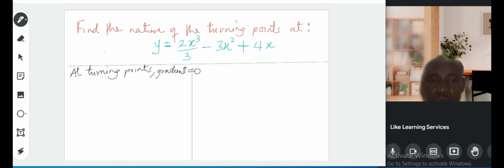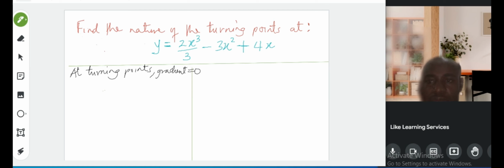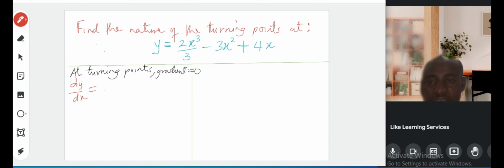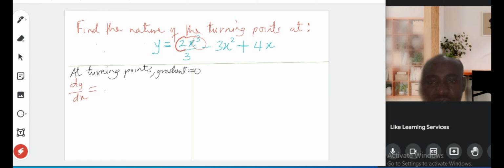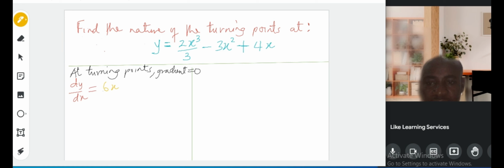So if the gradient is equal to 0, what we need is to find the gradient of that function. So we need to get dy over dx of that function, and that would be 3 times 2 over 3x. 3 comes down, 3 times 2, that's 6x over 3, and we remove 1 from the power of 3. That gives us 6x squared over 3.